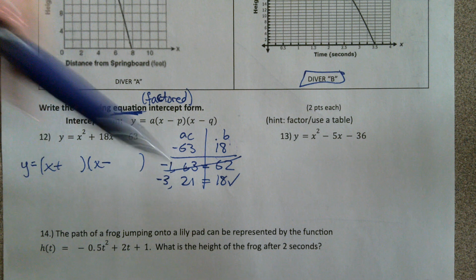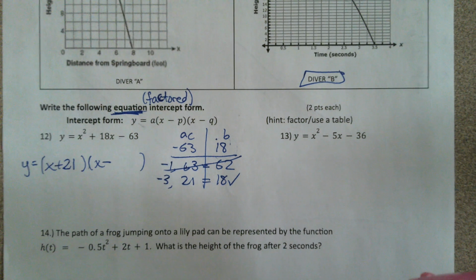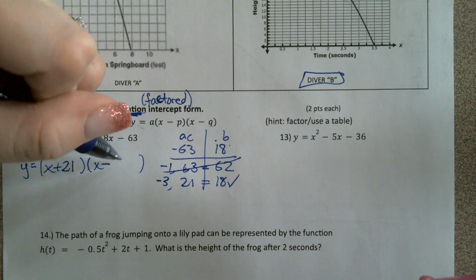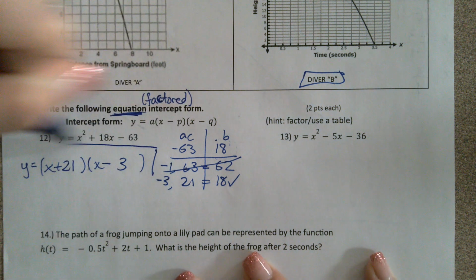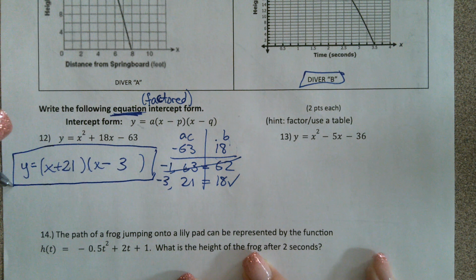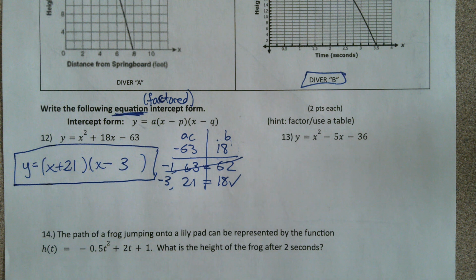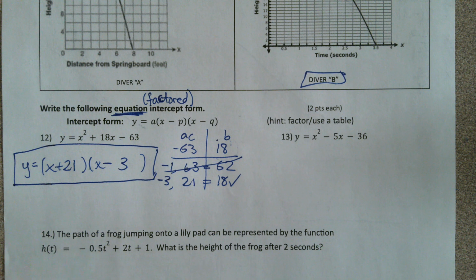So make sure you put these in the right spot. I have the plus first. That means the 21 has to go here because the 21 has to be positive. So the minus 3, that goes second. And I'm done. This is literally all we are asking for. You don't have to multiply it. You don't have to split and solve. Don't do anything else. Leave it like this.